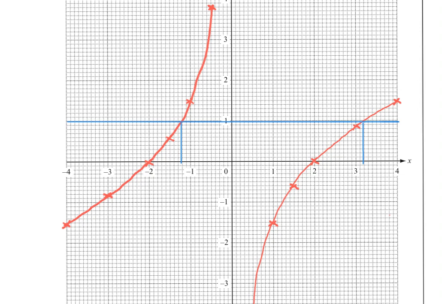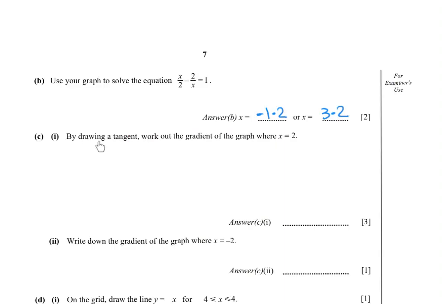Now we draw the horizontal line y equal 1, and this line intersects the curve at this point and that one. Drop a line from each point to find the x coordinate of the intersection point. For this one, approximately -1.2. For that one, approximately 3.2. So the solution for this equation is -1.2 and 3.2.